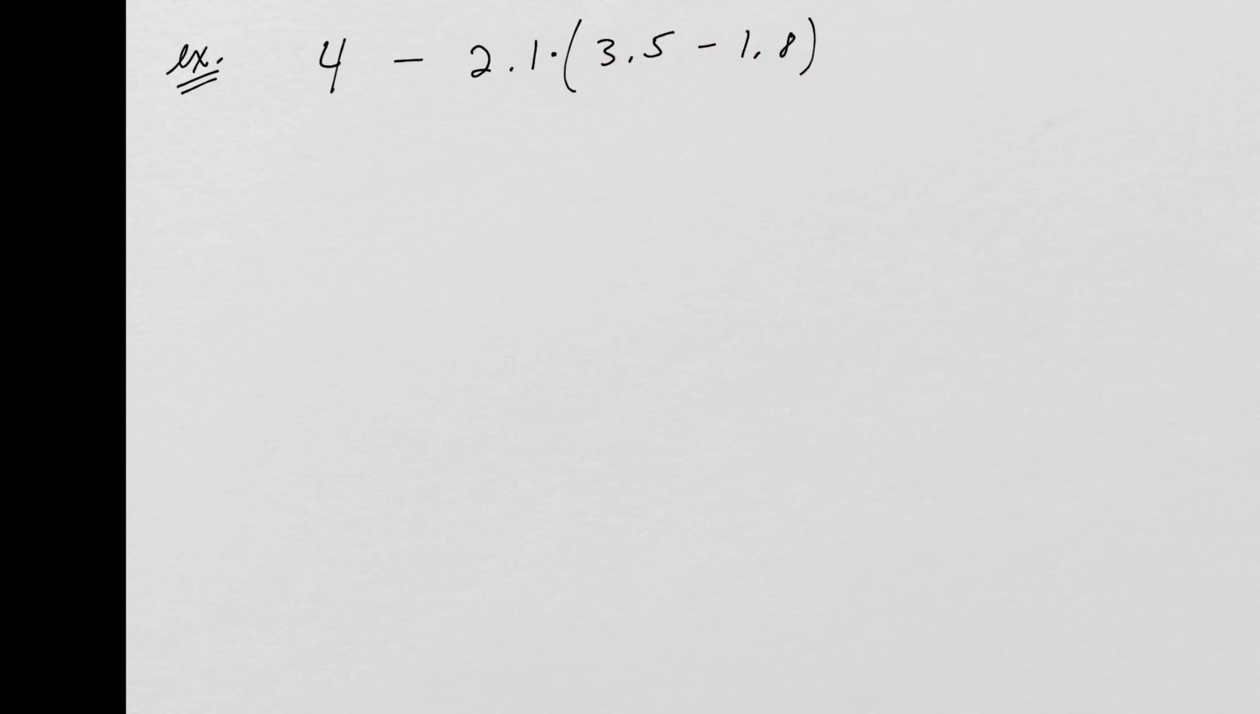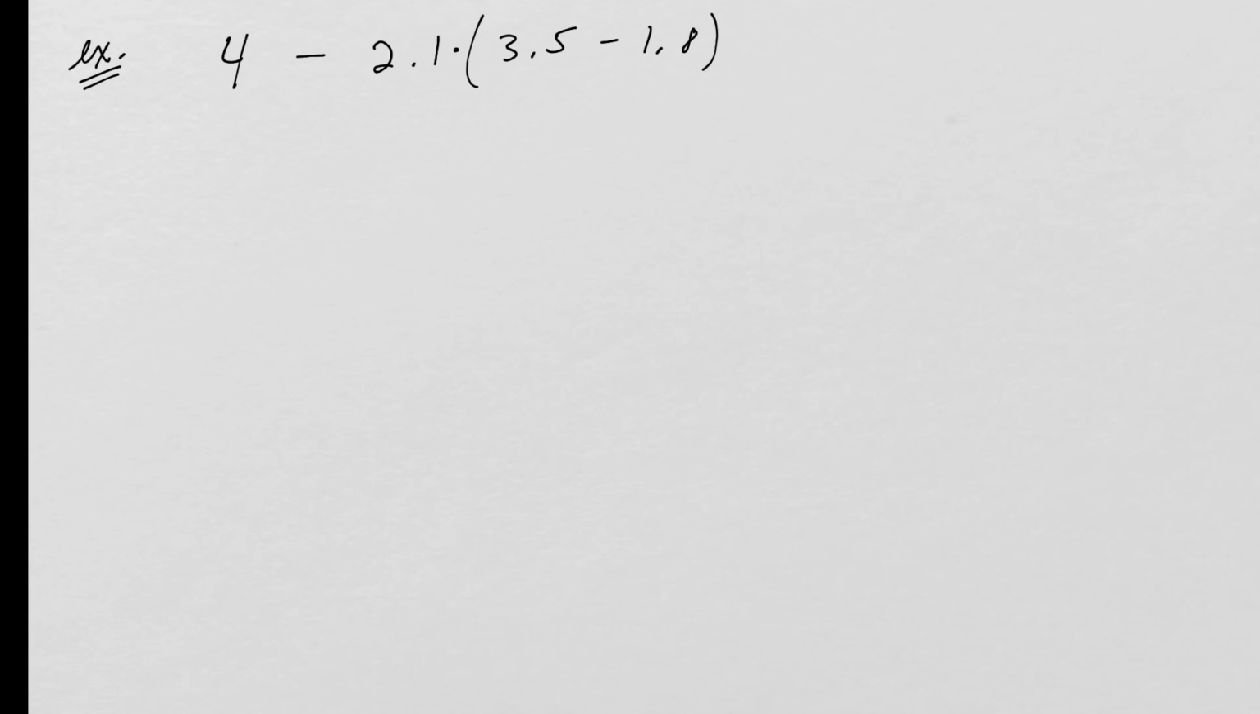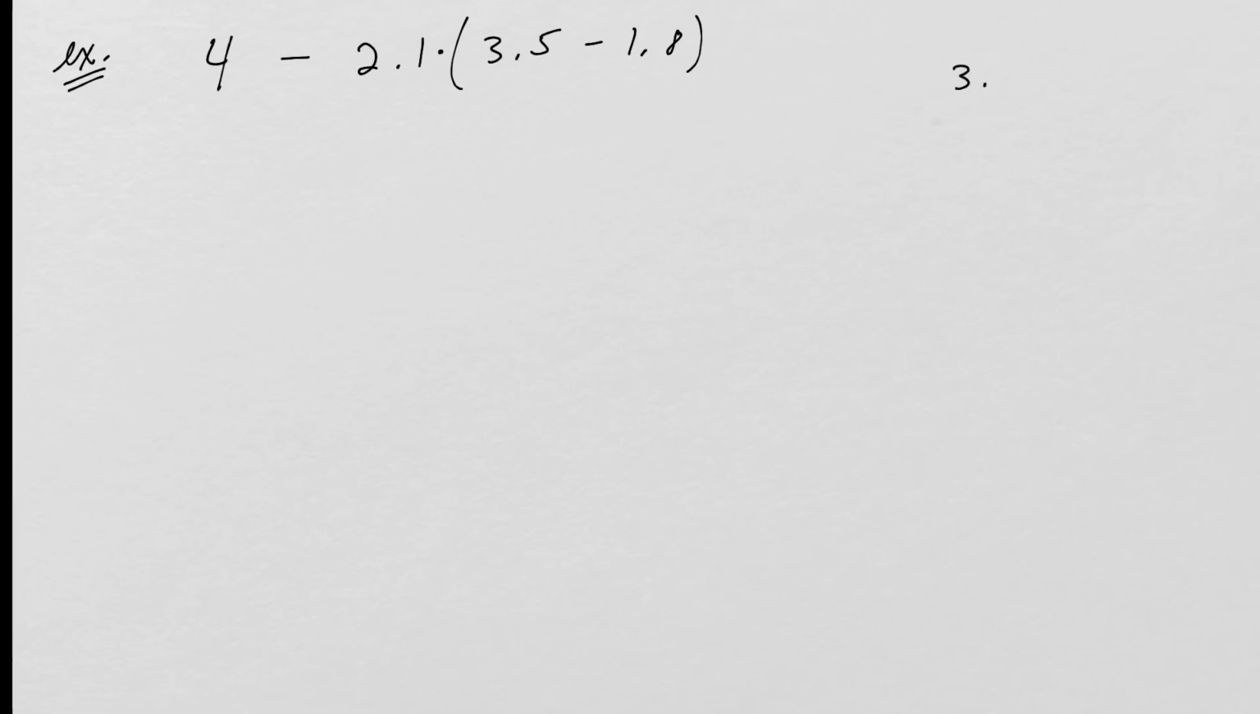Well, we know we need to do whatever is inside the parentheses first. There's only one operation here. I just need to do that subtraction. So I'll do that on the side here. I have 3.5 minus 1.8. So I'm going to line up the decimal points. I need to borrow. So this is going to be 15 minus 8, which is 7, and then 2 minus 1, which is 1. So now this is really the same as 4 minus 2.1 times, I'll put a parenthesis here, times 1.7.